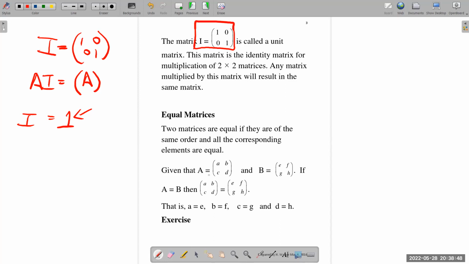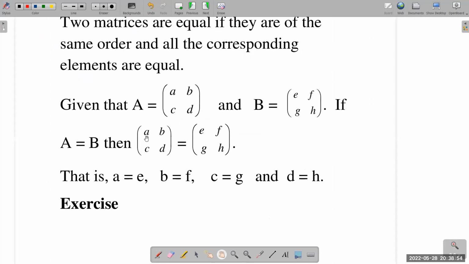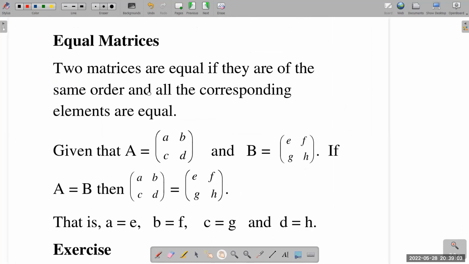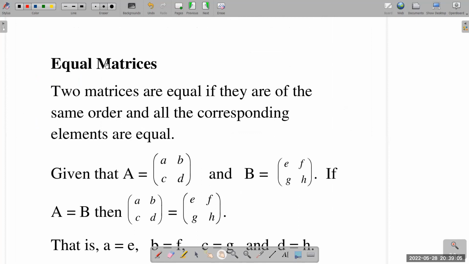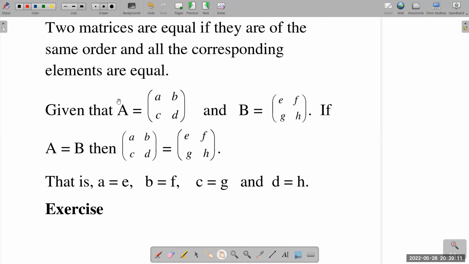And so if we say A and B are equal, what does that mean? If we look closer, you realize that these elements must be the same. A must be equal to E, B must be equal to F, C must equal to G, D must equal to H. This is important because sometimes it is actually to prove or find missing elements from equal matrices. I think there's supposed to be one coming up.